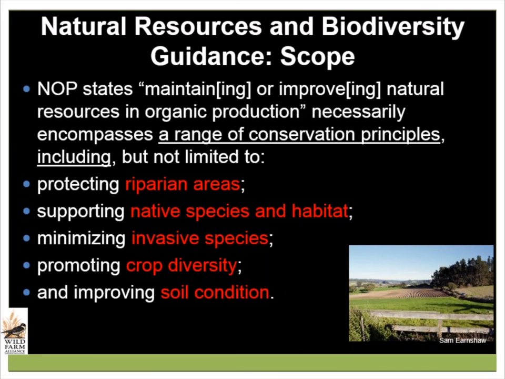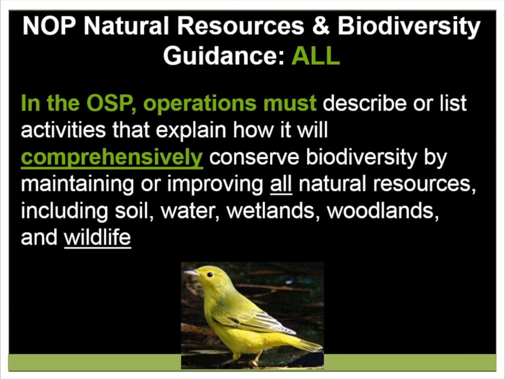So the scope says that maintaining and improving natural resources in organic production necessarily encompasses a range of conservation principles, including but not limited to protecting riparian areas, supporting native species and habitat, minimizing invasive species, promoting crop diversity, and improving soil condition. Operations must describe in their OSP activities that comprehensively conserve biodiversity by maintaining all the natural resources: the soil, the water, the wetlands, the woodlands, and the wildlife.